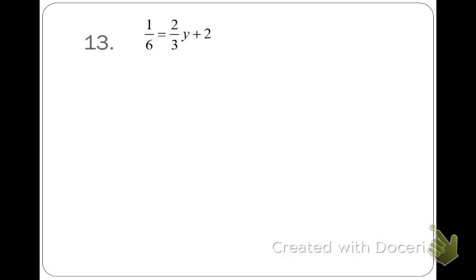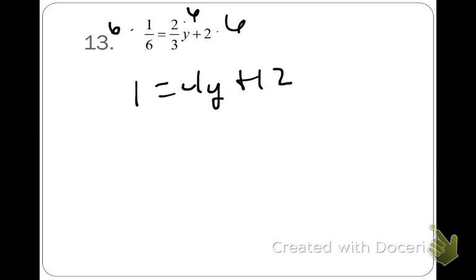Your least common multiple here. 6. Yes. So multiply through by 6. Do you like the last way a little bit better? 6 times 1 is 6, divided by 6 is 1. 6 times 2 is 12, 12 divided by 3 is 4. And then 2 times 6 is 12.